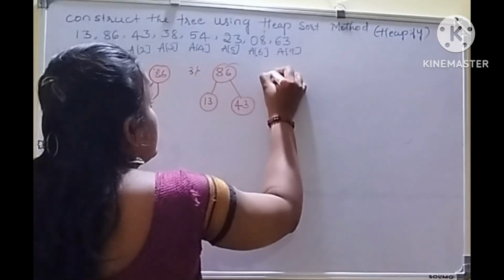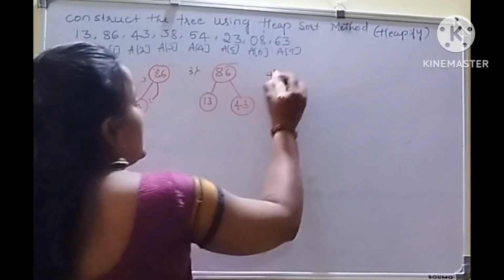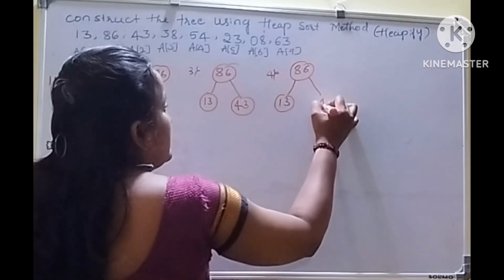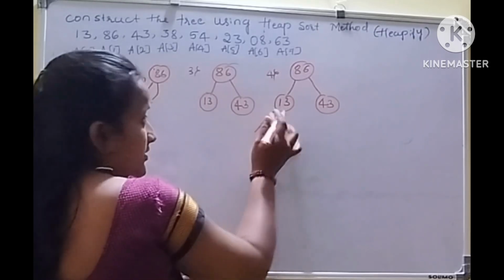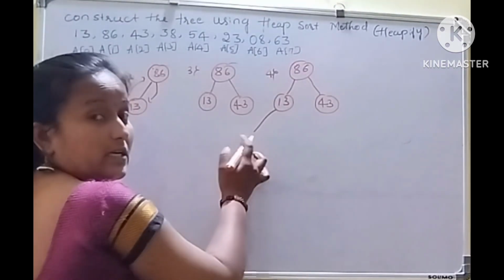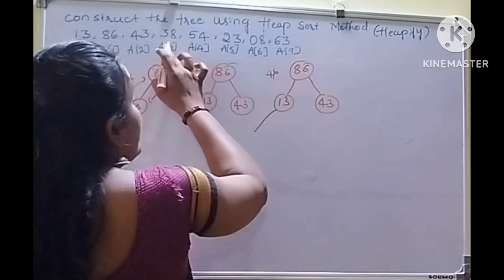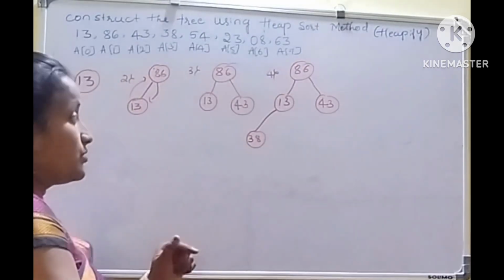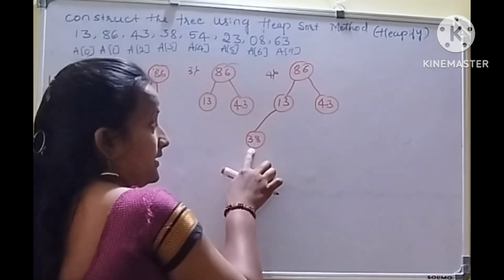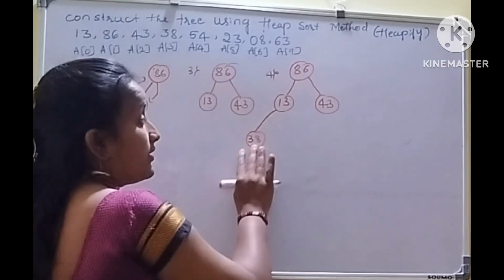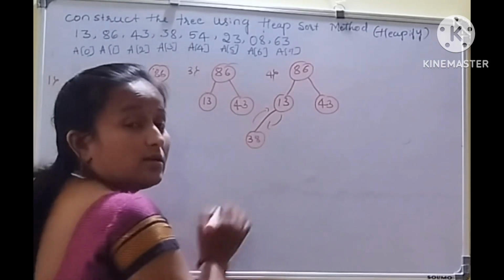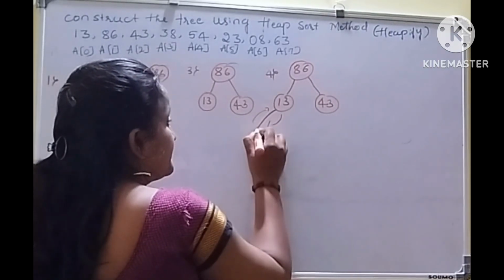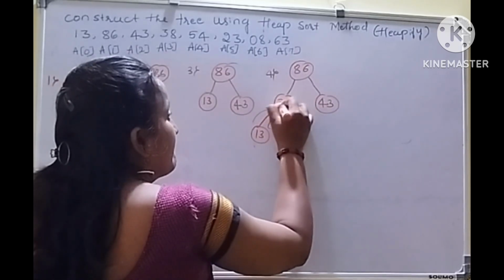Next step, what is the next value? That is 38. 86, 13, 43, and after completing this level we have to insert into the next level. So what is the value we are inserting? That is 38. Insert it. Now check the rule. Whether 38 is greater than its parent 13, we just swap the elements. So 38 will go here and 13 will come here.